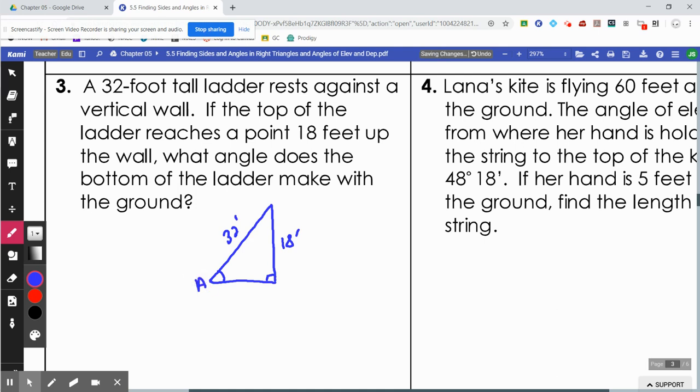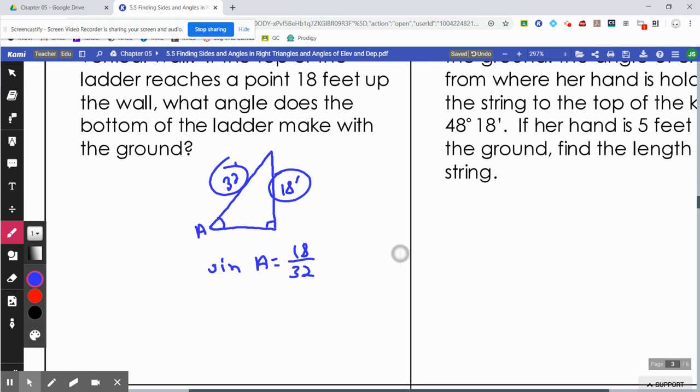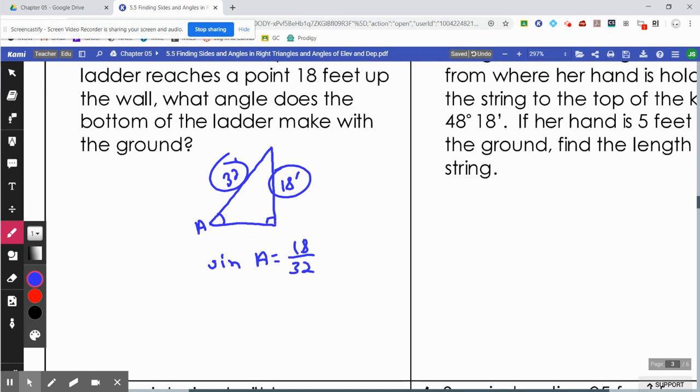So this is an opposite over hypotenuse problem. So that'd be the sine of angle A is equal to 18 over 32. It is really pointless to reduce that 18 over 32 because you're just typing it in your calculator anyway. You move sine over by doing inverse sine. When you type that in, you find out that angle A is about 34.2 degrees.